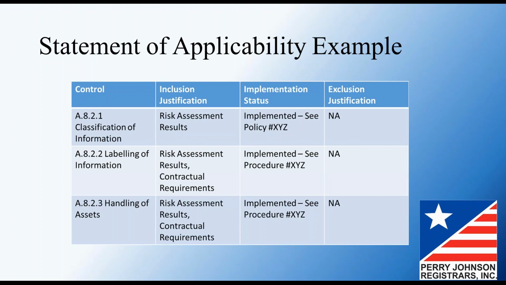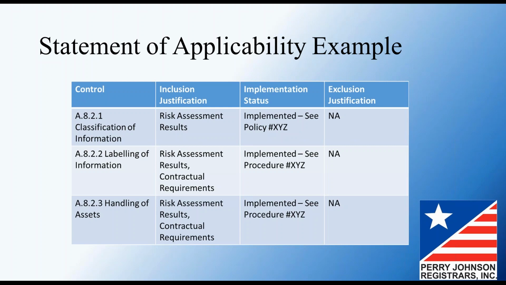And we have 4 columns here: the control itself, the inclusion justification, the implementation status, and an exclusion justification. So just looking at the first row, classification of information. Yes, it's included in our system. Our justification for this particular control was the result of a risk assessment. So that is to say, during your risk assessment, you saw risks that could be addressed by having an information classification policy in place that we'll step through here in the next few slides.